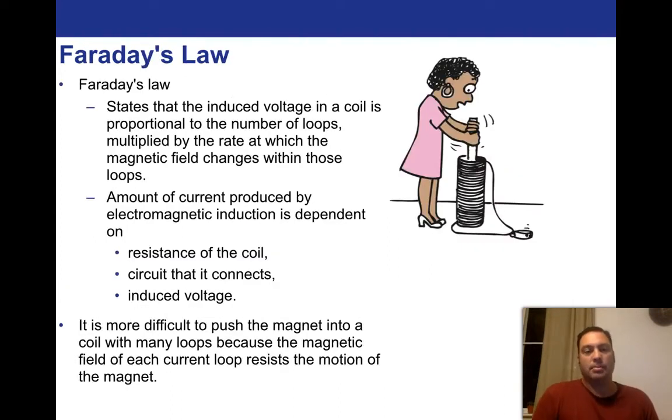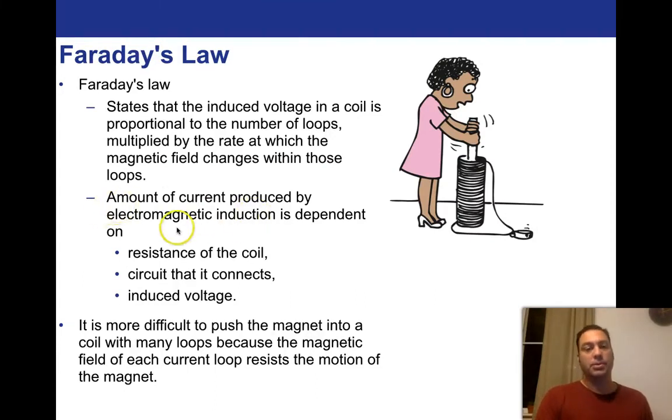So Faraday's law brings about some interesting observations, or standards that we know that we can expect. Faraday's law states that an induced voltage in a coil is proportional to the number of loops multiplied by the rate at which the magnetic field changes within those loops. So if it's going fast or slow, you multiply the rate of change times the number of loops, and it's proportionality.